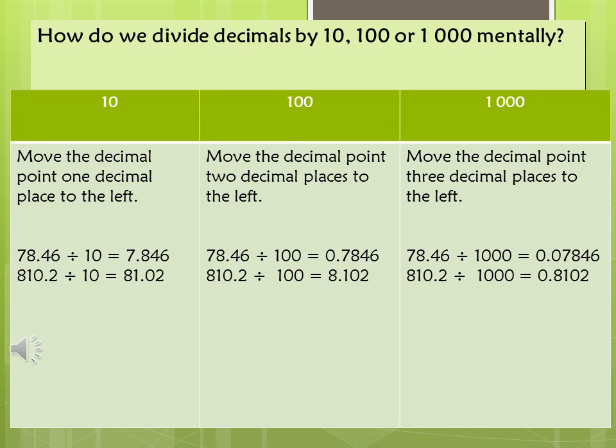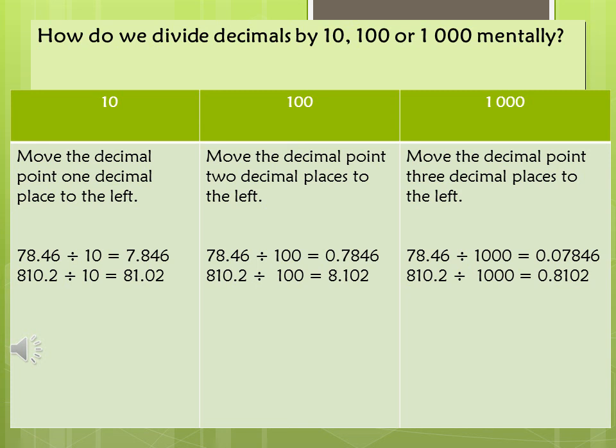Dividing by 100, move the decimal point 2 decimal places to the left. So, dahil dalawa ang 0 ng 100, dalawang beses nyo siyang i-move going to the left. Example din natin, 78 and 4600 divided by 100. So, ito yung decimal point nyo, nasa 8. I-move siya ng dalawang beses, 1, 2. So, mapupunta dito ang decimal point. Ang magiging sagot nyo ay 0.7846 or 7,846 10,000s.